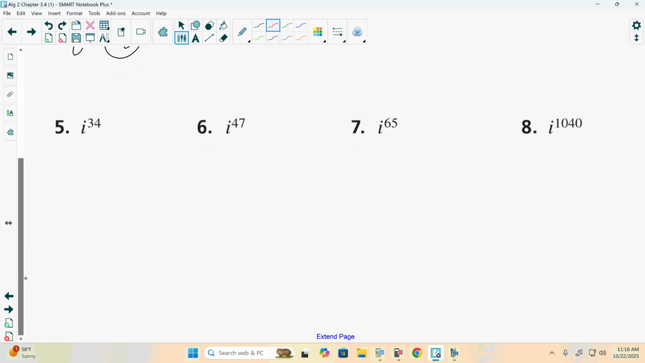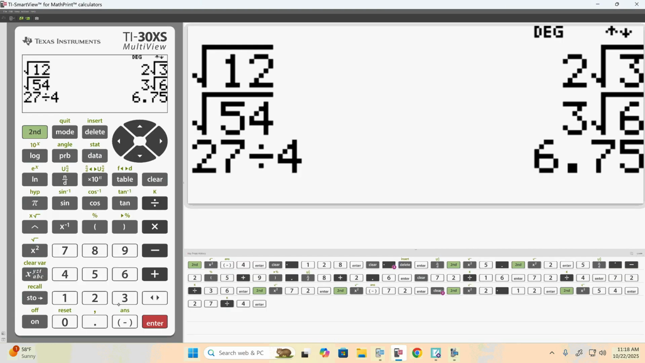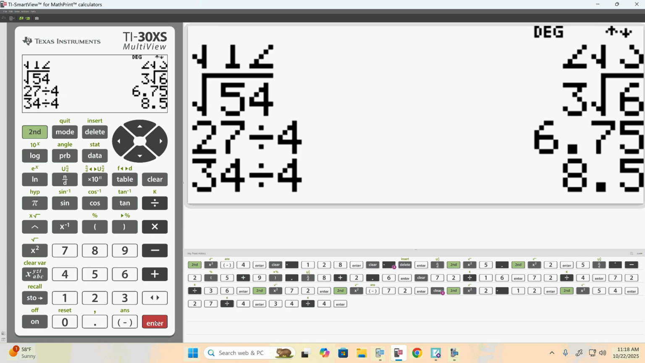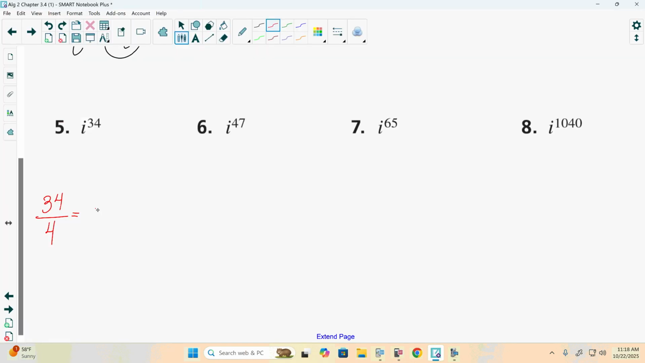If we look at i to the 34th power, if we want to simplify this, we do what? We take 34 and divide it by 4. 34 divided by 4 is 8.5.